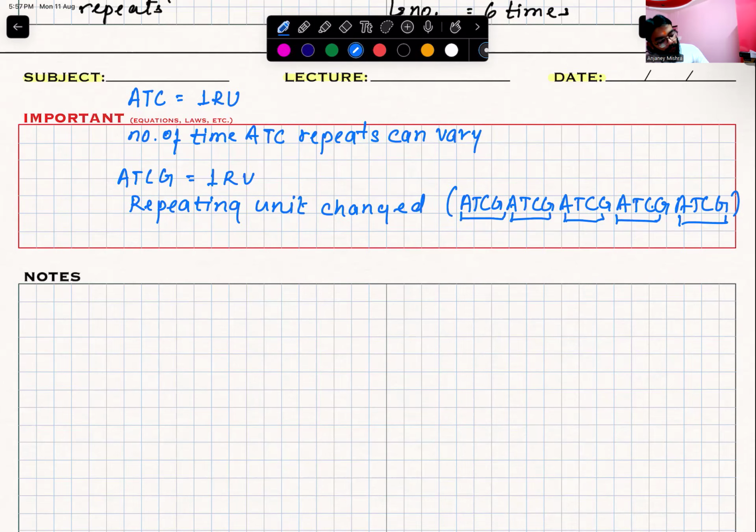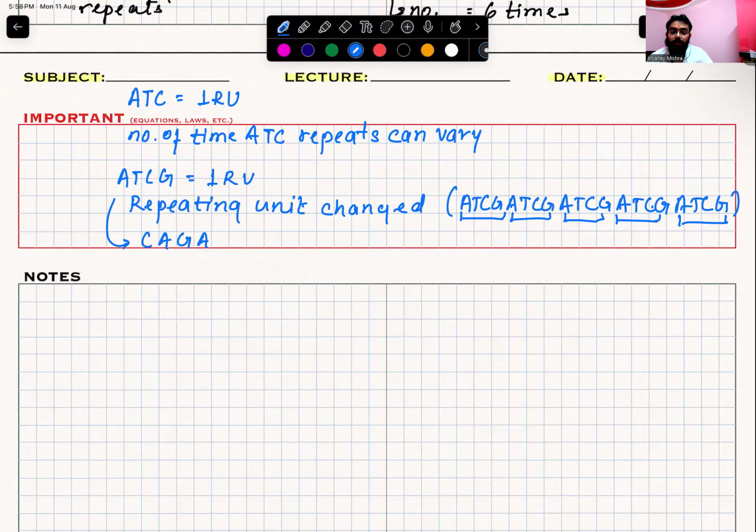And instead of ATCG, can I also write it could be CAG, that is getting repeated? Can I change the bases also? Is that okay? Yes, sir, you can. So everything within the satellite DNA can change. Is that clear to everyone?